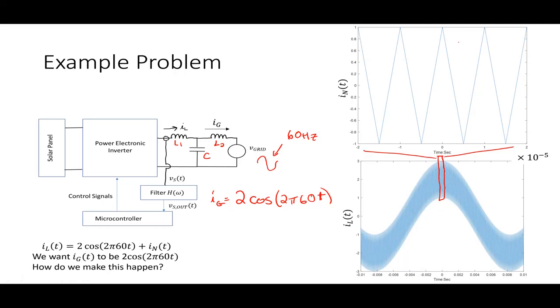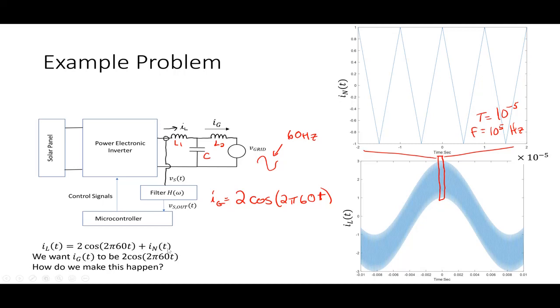This guy has a period T of 10 to the minus 5th. So the frequency here is 10 to the 5th hertz. That's 100 kilohertz. So in this particular case, my noise has a frequency of 100 kilohertz, and the signal that I want has a frequency of 60 hertz. So I can think of I_L of t as 2 cosine 2 pi 60t plus I_N.